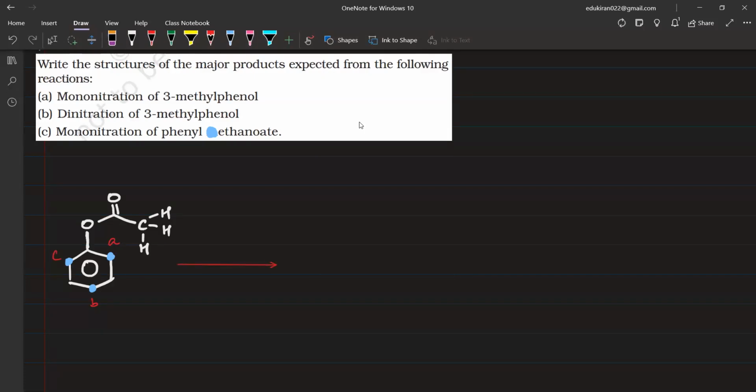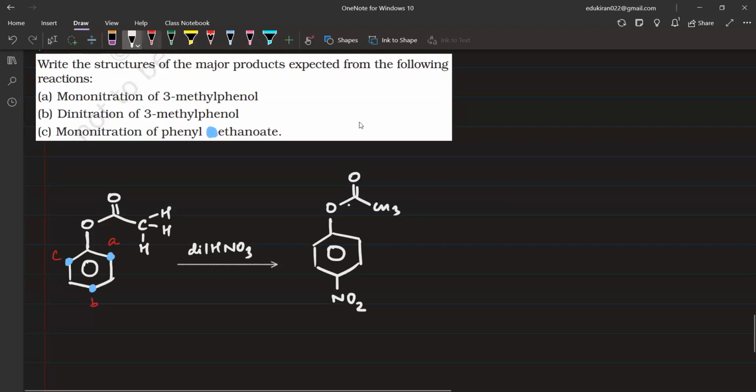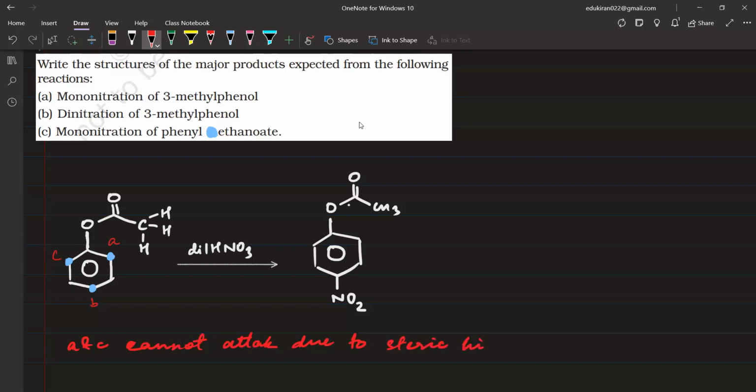So if I do mononitration in this phenyl ethanoate, first of all, it will be dilute HNO3 because we are using mononitration, and I will get a single product only, that is NO2 in the para position like this, in the B position. Got it, guys? Yes, no, please tell me. A and C cannot attack due to steric hindrance.